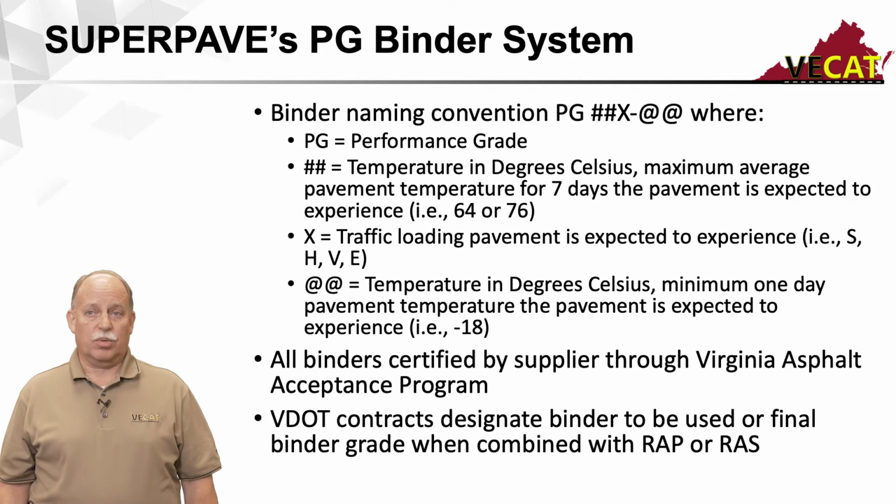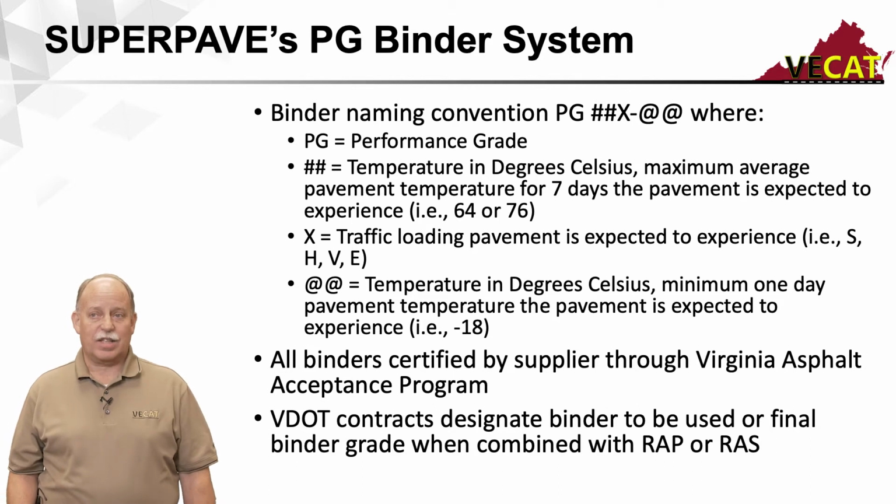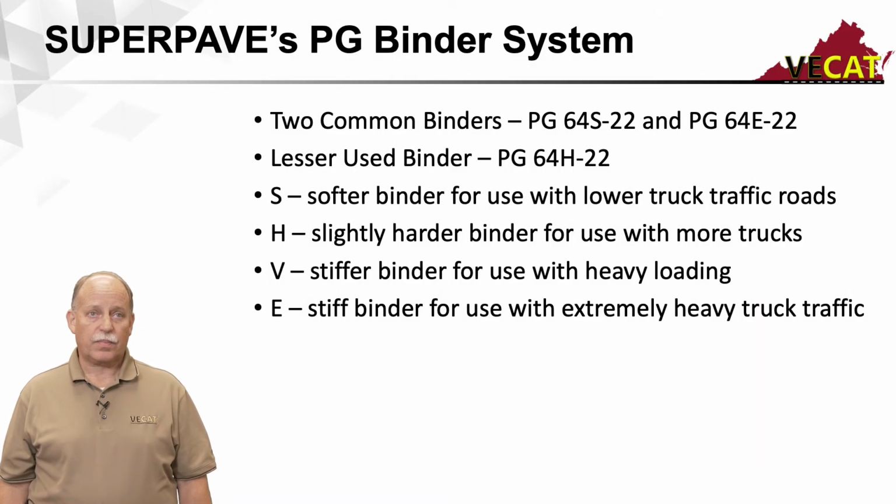And then you have the at symbol. That's the temperature in degrees Celsius, the minimum 1-day temperature that the pavement is expected to experience. For example, a minus 18 would mean that it's going to experience negative 18 degrees Celsius as your minimum 1-day average temperature. All binders are certified by the Virginia Asphalt Acceptance Program, and VDOT contracts designate the binder to be used and the binder grade to be used when it's combined with both a RAP and a RAS.